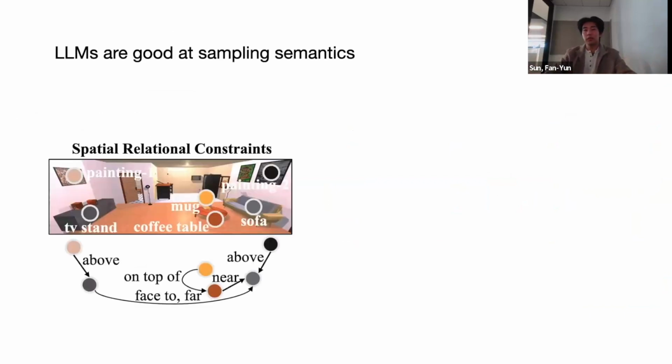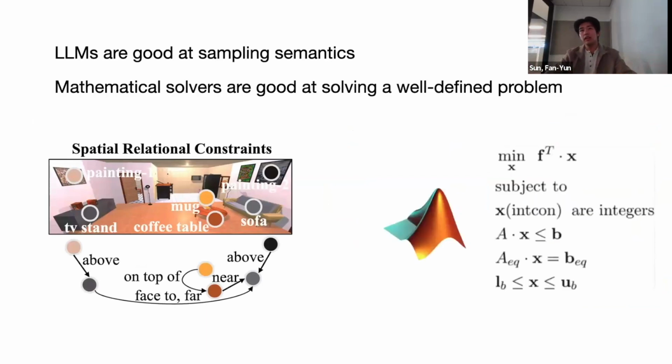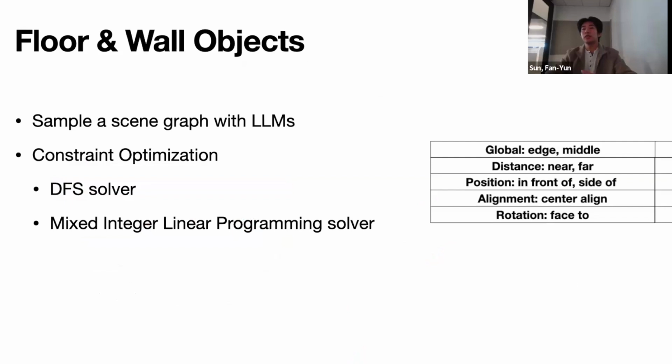The idea is language models are good at sampling semantics, so like scene graph-like things. And then mathematical solvers are really good at solving a very well-defined problem. So what about we marry the two and say we use language models to sample a scene graph, which essentially forms a constraint optimization problem. And then we use a solver. This could be a DFS solver, could be a mixed integer linear programming solver, to solve for the exact layout of the room or of all these assets in the scene.